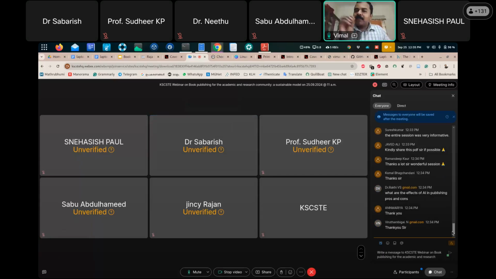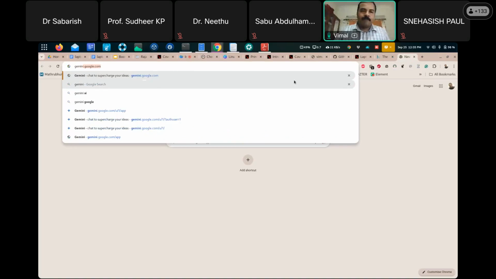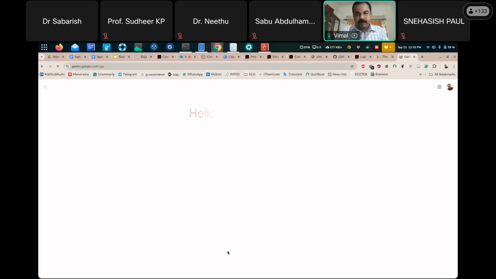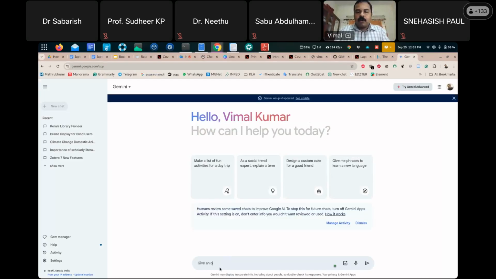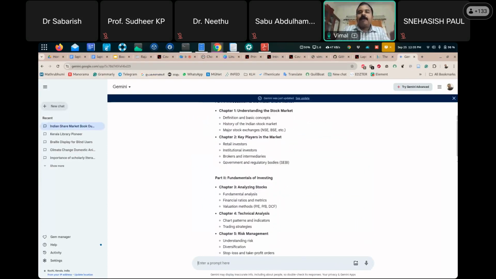For example, you are forming an idea to build a book, to write a book, but you have no idea. You can make use of AI tools for the outline of the chapters. You can create a prompt like this. See here, I will write down the prompt. For example, in Gemini, you want to create an outline of the book. Give an outline for a book on share market in India. Okay, you will get an outline and you can develop the content further.